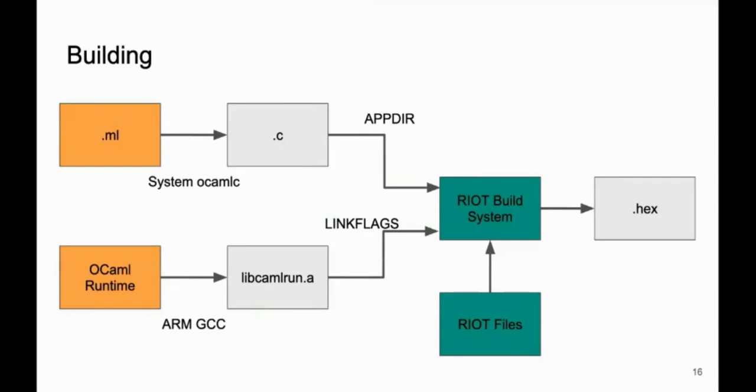A summary of the build system: we have our OCaml file, we use the system ocamlc to compile it to bytecode and dump it to C. We compile the runtime using the same RIOT flags. We pack it into a static library. We add it to the link flags environment variable. And we have our C file in our application directory. And then RIOT just builds it. It pulls in all of the RIOT files specific to the board we're targeting, compiles everything, links it together, and produces a hex image that can then be flashed to the board and will just run.